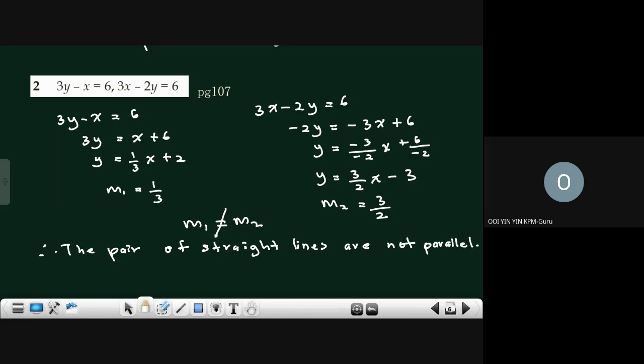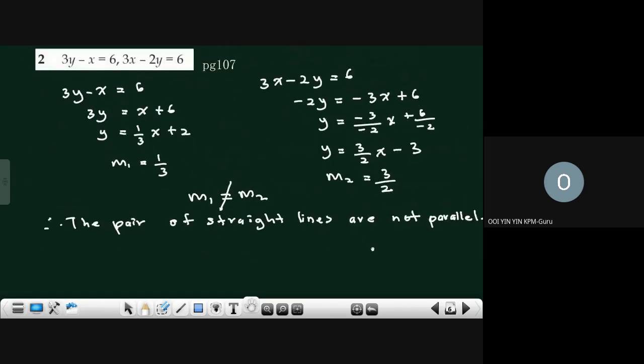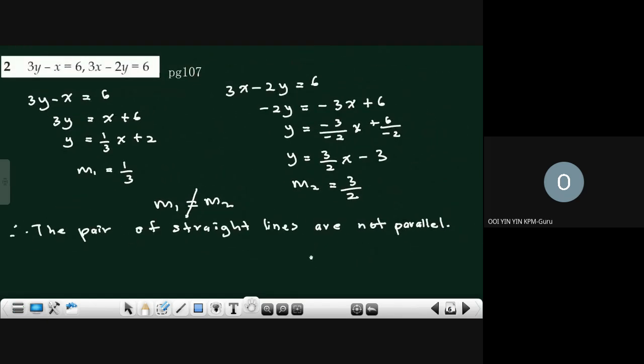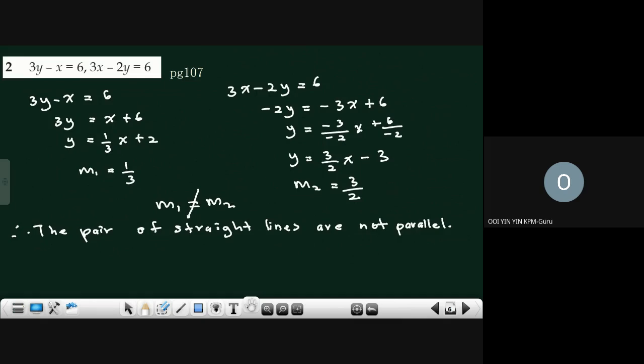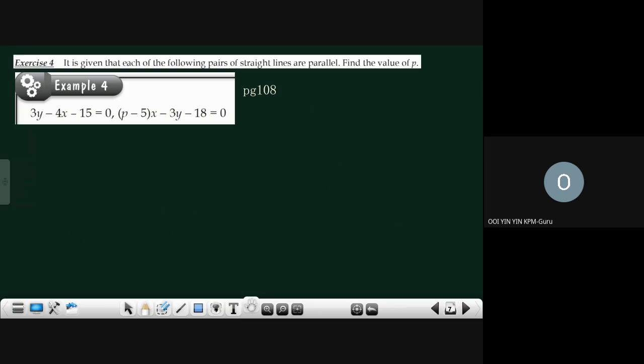Okay, done. So this is how to prove, if they ask you to show whether the two lines are parallel or not parallel. This is how you look at it. Just rearrange your given equations into y equals mx plus c and then compare the m, the gradient. Okay, next question.